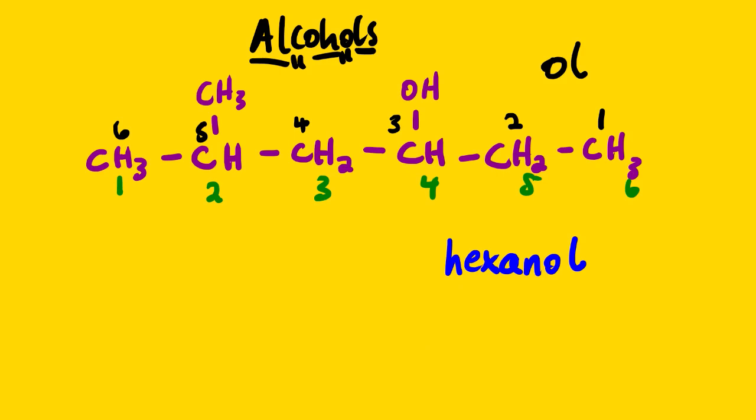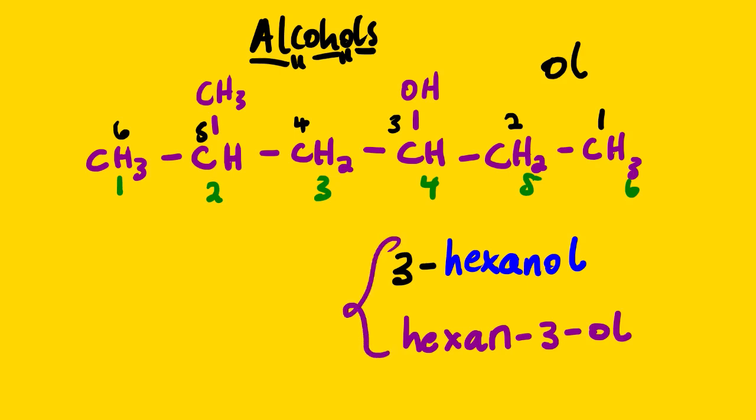In lower levels of chemistry, we put 3 and a hyphen. This 3 represents the position of the hydroxy group. Then this represents the parent chain, where the ending name is OL. Or we can write it another way, which is the way I want us to use. We're going to say hexan, then a hyphen, 3, and then ol. These two mean the very same thing, but I want us to stick to this.